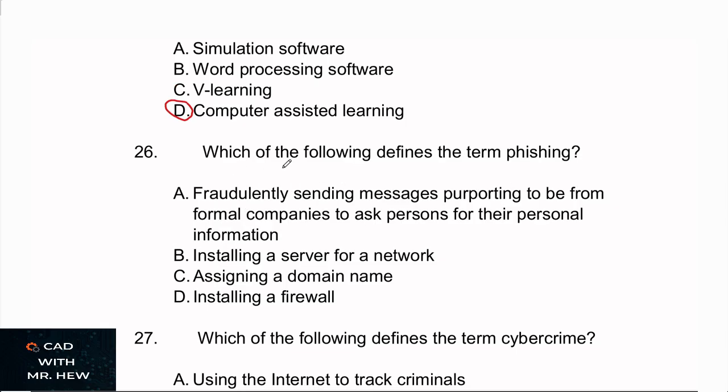All right, let's look at 26. Which one of the following defines the term phishing? So we have A, fraudulently sending messages purporting to be from formal companies to ask persons for their personal information. B, installing a server for a network. C, assigning a domain name. D, installing a firewall. The correct answer is A.